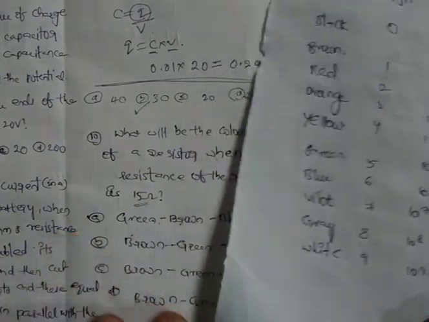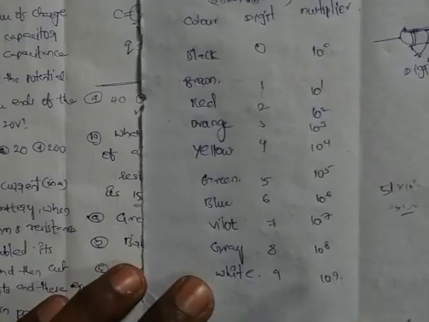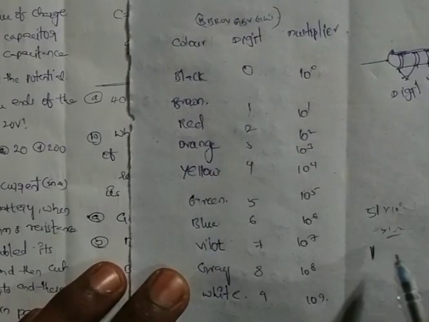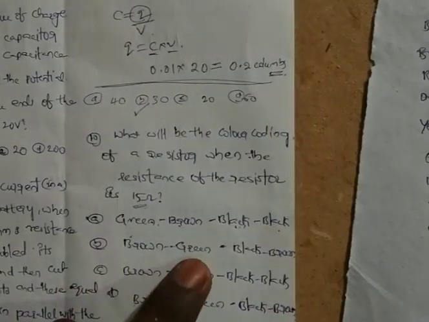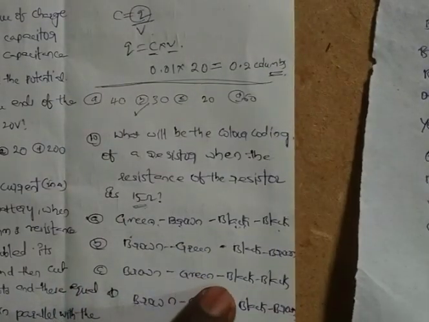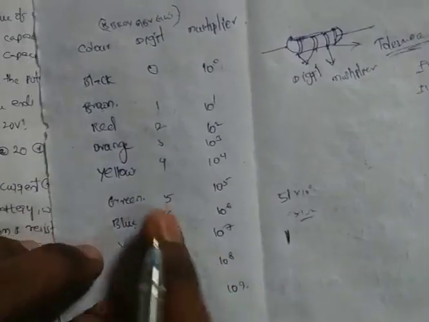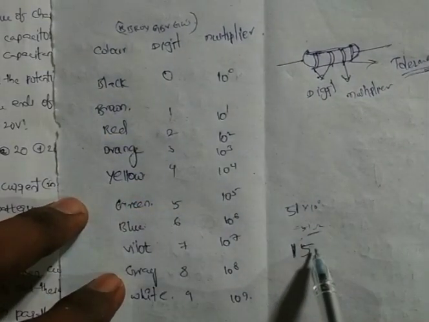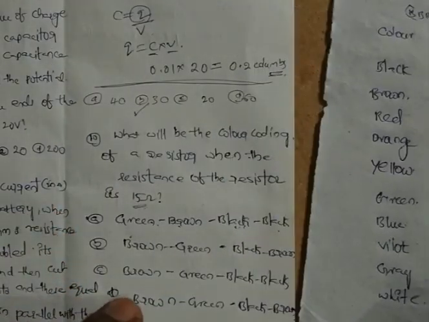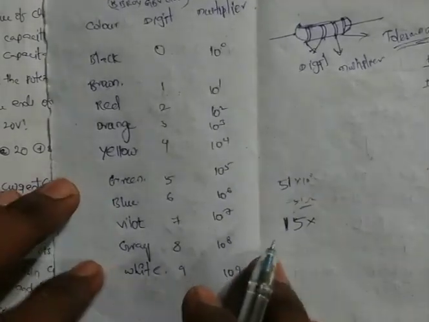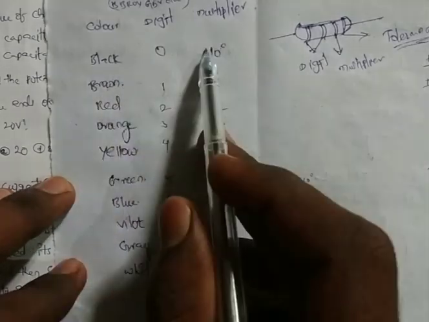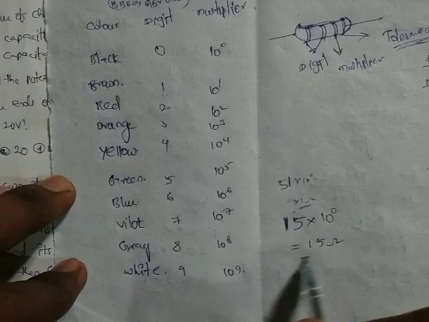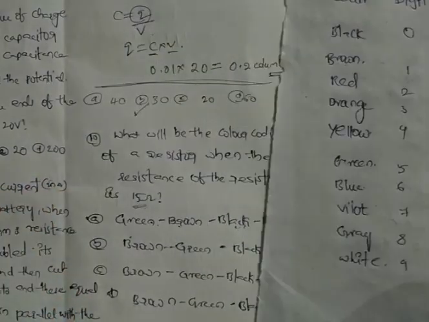So you see the option C: brown, 1, and green, for green 5, into black, 10 power 0. So the value is 15 ohms. So option C is the correct answer.